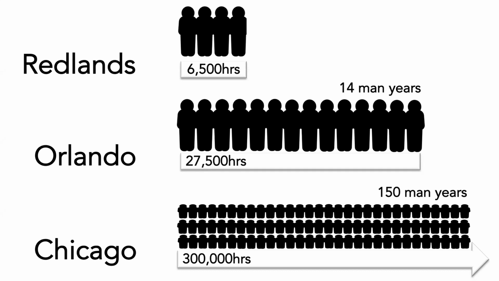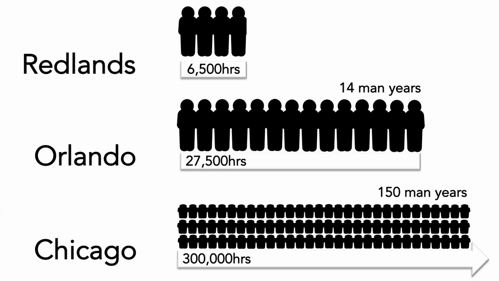So if we assume that you can model one building in about 15 minutes, give or take, then even then you'd need to invest 6,500 hours to model a small town like Redlands. For Orlando, it would be 14 man-years of work, or 27,500 hours. And then if you dare to model a city like Chicago, it's a whopping 300,000 hours, or 150 man-years.